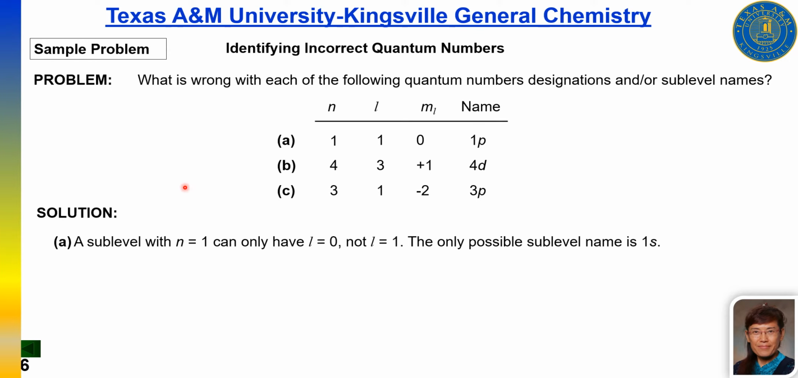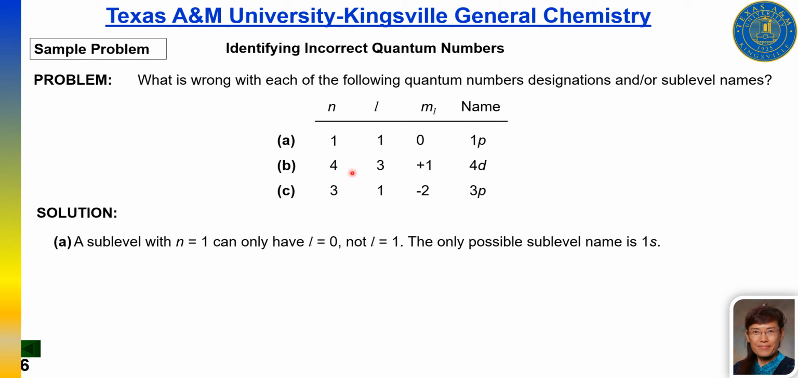Let's see. Your n, if it's 1, your L can be only 0. In A, your L cannot be 1. So this angular momentum quantum number designation is not right. Your L can be only 0. So therefore this orbital you call 1s. You never can have a 1p orbital, it doesn't exist. A 1p orbital does not exist.